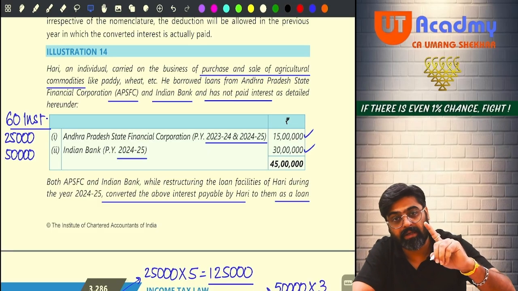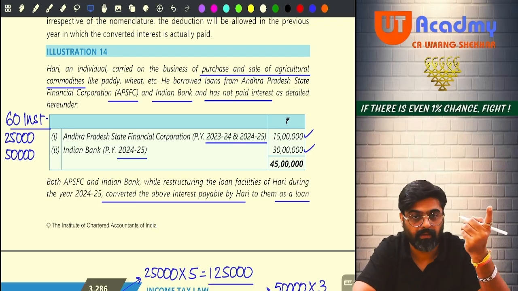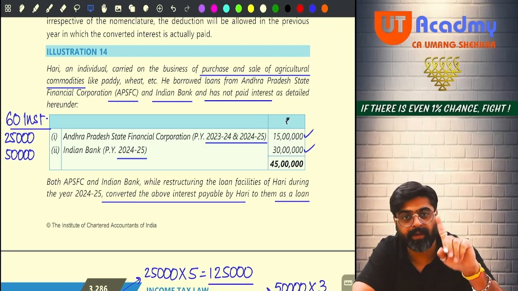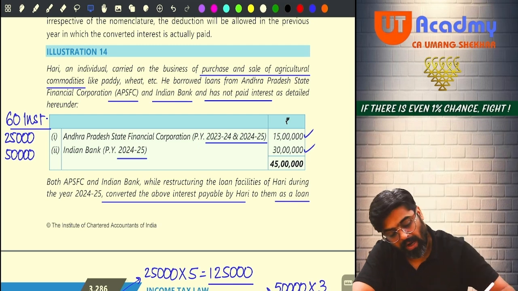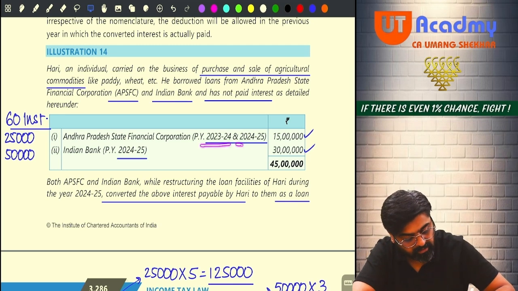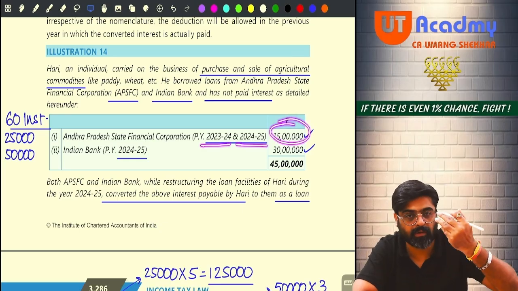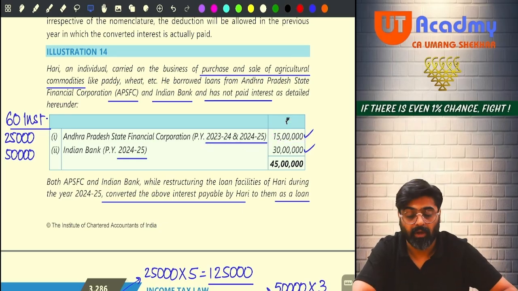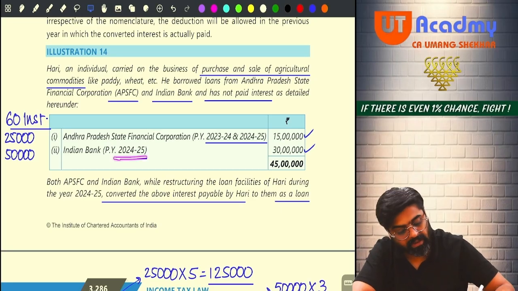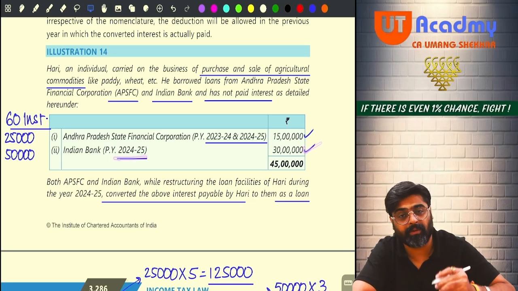So this much interest was supposed to be paid, but it is not yet paid. To Andhra Pradesh State Finance Corporation, last year and this year interest 15 lakhs not paid. To Indian Bank, this year interest 30 lakh rupees not paid.